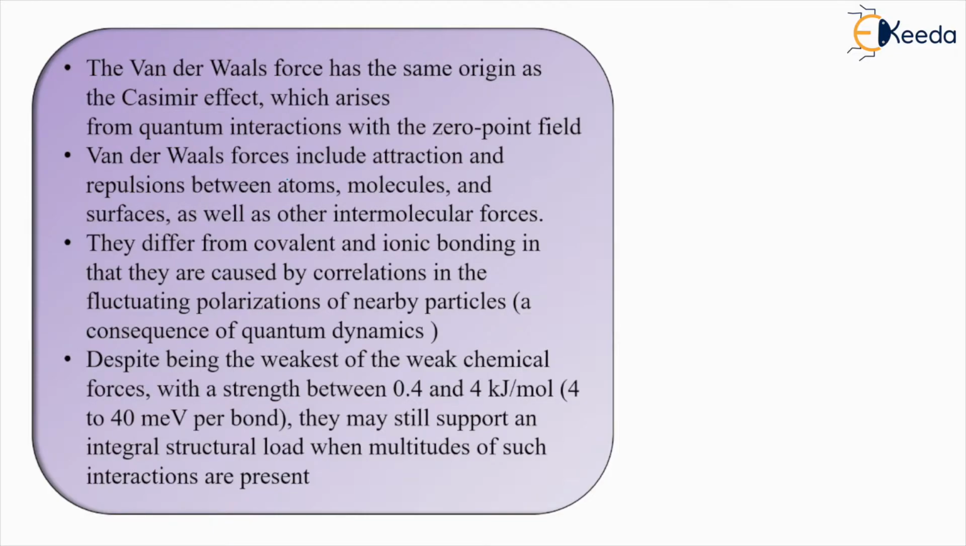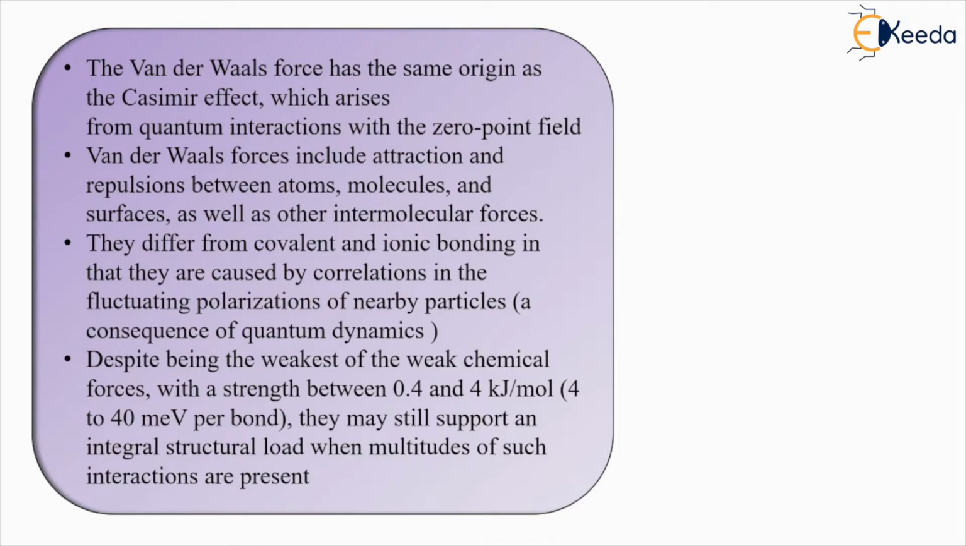Van der Waals forces include attraction and repulsion between atoms, molecules, and surfaces, as well as other intermolecular forces. They differ from covalent and ionic bonding in that they are caused by correlations in the fluctuation polarizations of nearby particles, a consequence of quantum dynamics. Despite being the weakest of the chemical forces, with strength of 0.4 to 4 kJ per mole, 4 to 40 MeV per bond, they may still support an integral structural load when multitudes of such interactions are present.